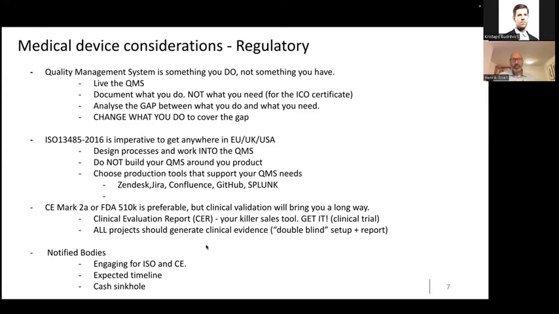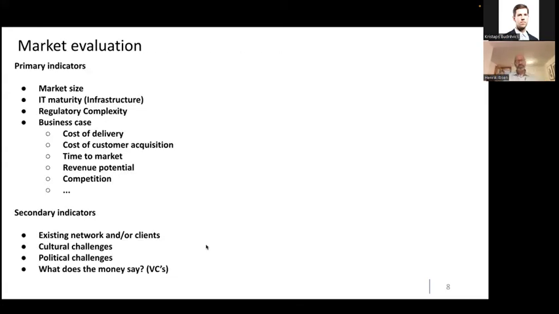So going back to the market evaluation, just to spend a bit more time on it. The primary indicators here are, of course, the market size, and I got that. And then you have the IT maturity about the infrastructure. I think it's important that you have the infrastructure in place. If you have ridiculous demands on security or availability of data, that's a good thing to know, especially in countries like Germany, where the regulatory complexity makes the IT infrastructure really, really complicated.